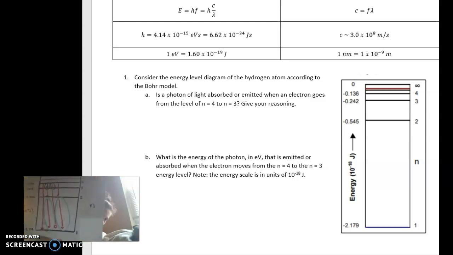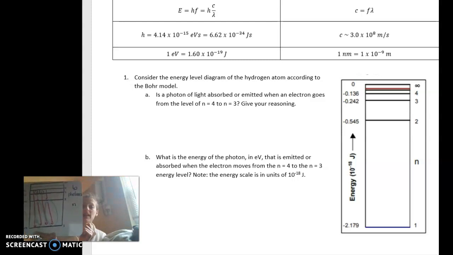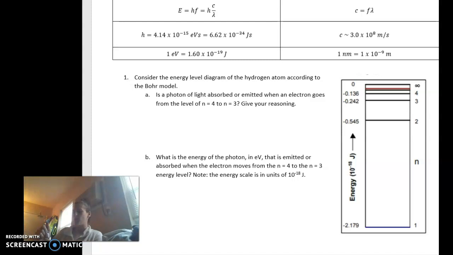Make it straight. There we go. So we don't double count. If we don't double count all the arrows, there are 6 photons of light that could be emitted for the electron to move from the n equals 4 to the n equals 1 or ground state. Okay, cool.